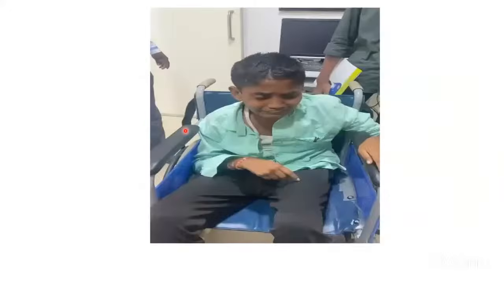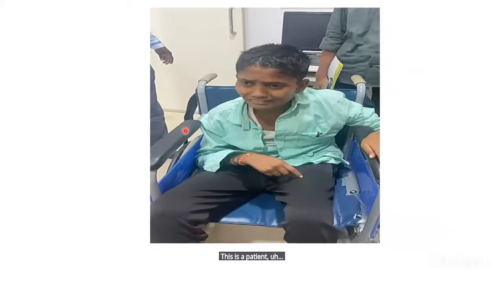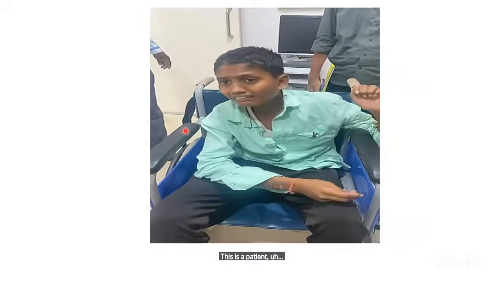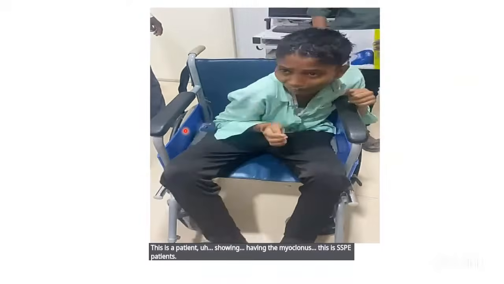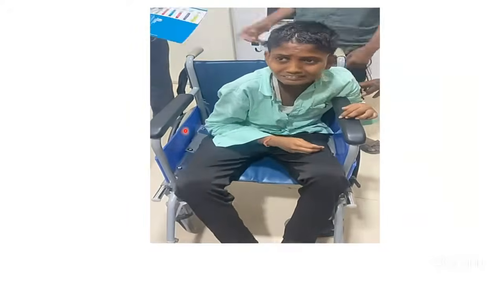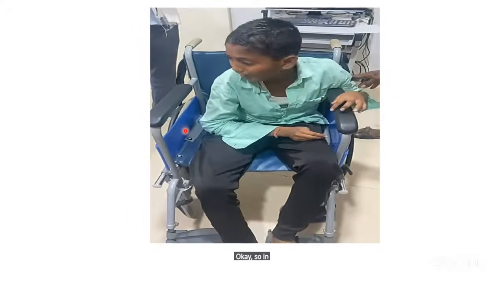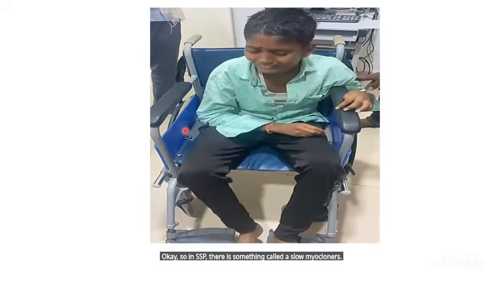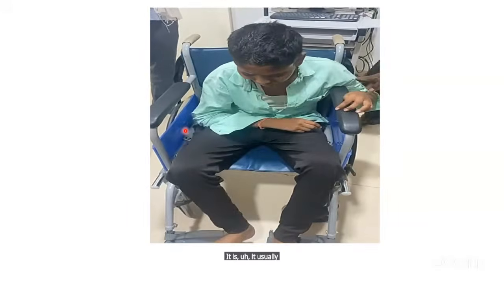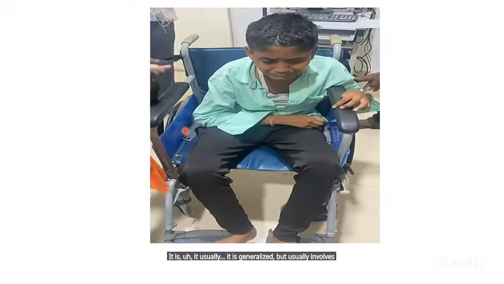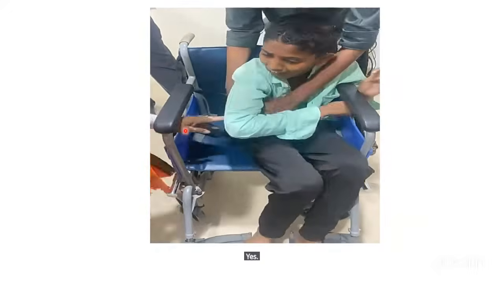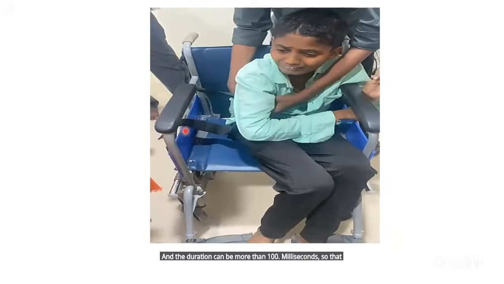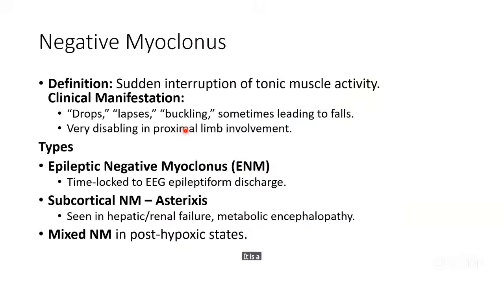Only one video. This is the patient showing myoclonus. This is an SSPE patient, sir. In SSPE, there is something called slow myoclonus. It is generalized, but usually involves more of the axial muscles than other muscles. The duration can be more than 100 milliseconds, so that is why it is called slow myoclonus. It is a cortical-subcortical kind of myoclonus.